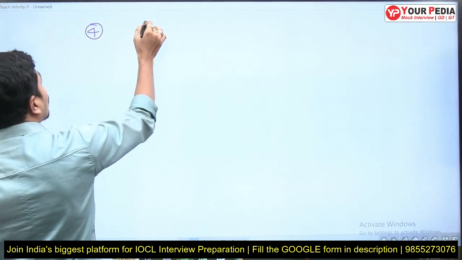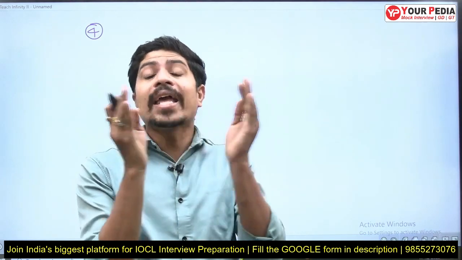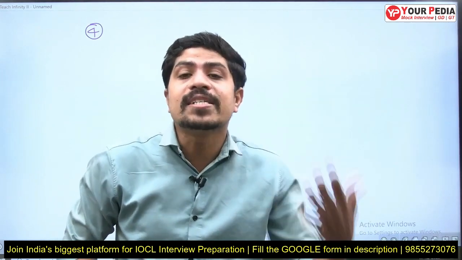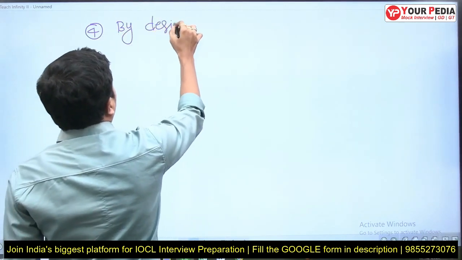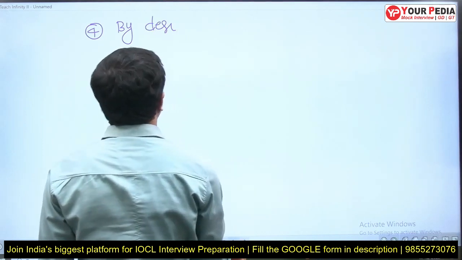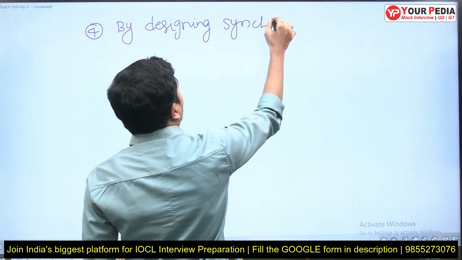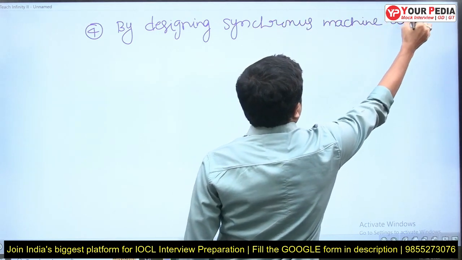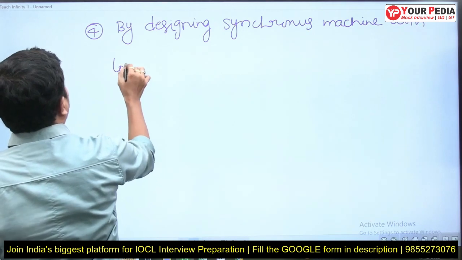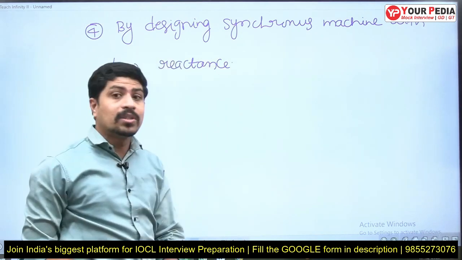If you decrease the distance between the stator and rotor, meaning the air gap between stator and rotor decreases, then leakage reactance will decrease. Therefore, the total reactance will decrease. That is by designing a synchronous machine with low reactance.